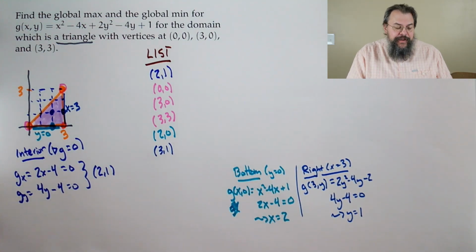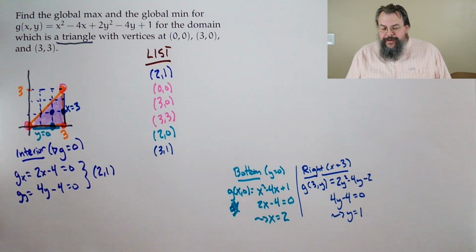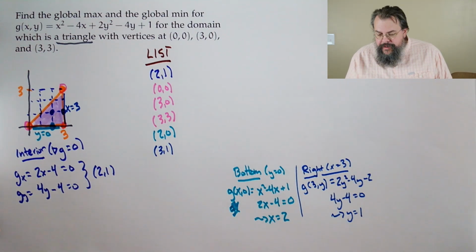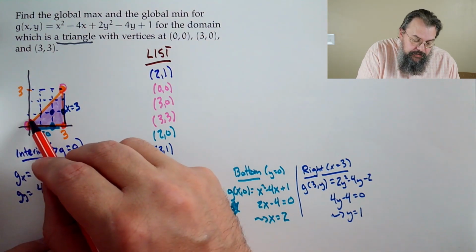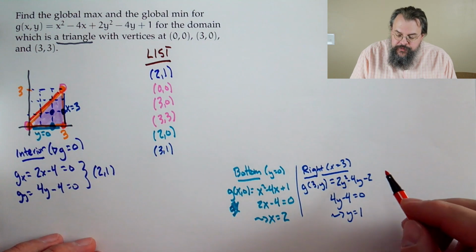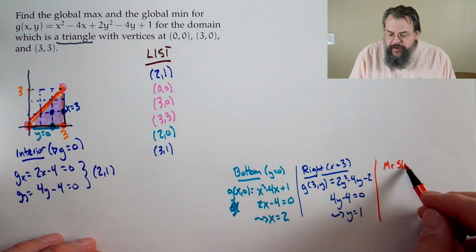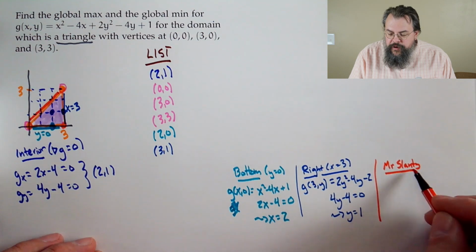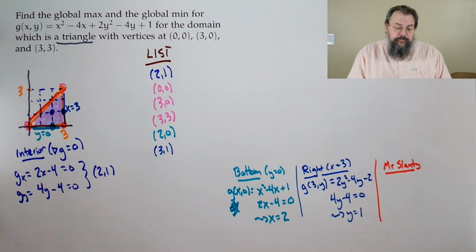Now, that leaves us with one more side. Which side? The slanted side. So we can call it Mr. Slanty. Okay, you don't have to give it such a cute name. You can call it whatever you want. But the point is, there's one side left. How do we handle it?